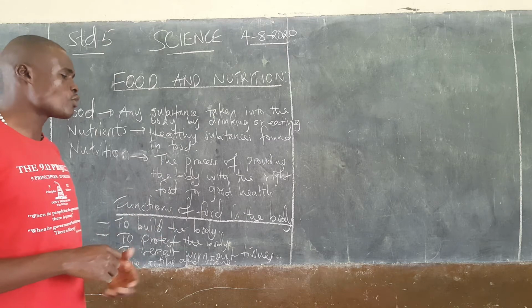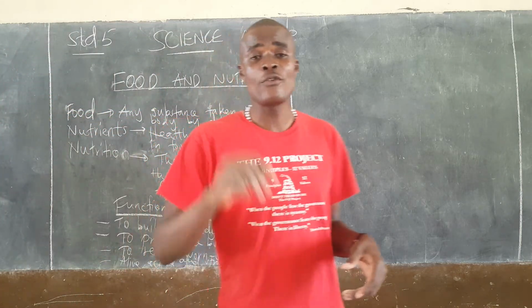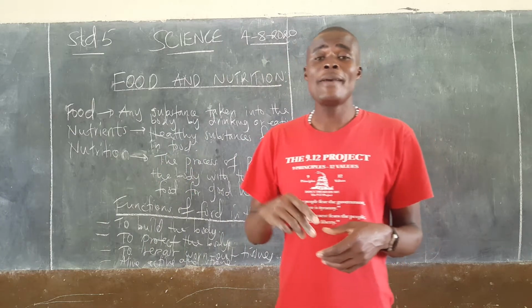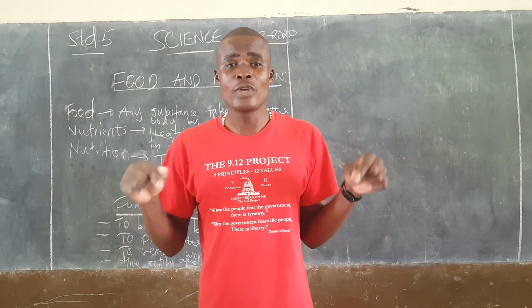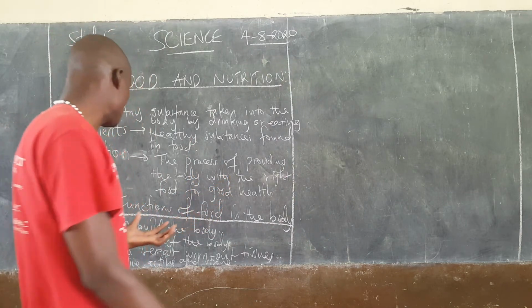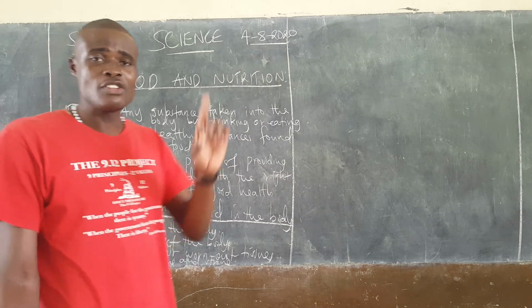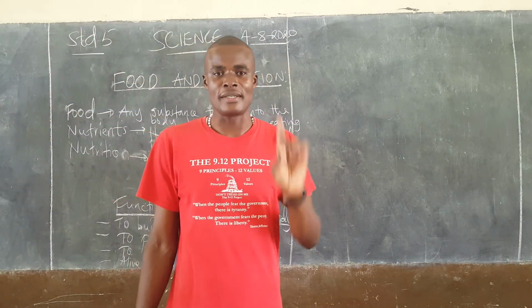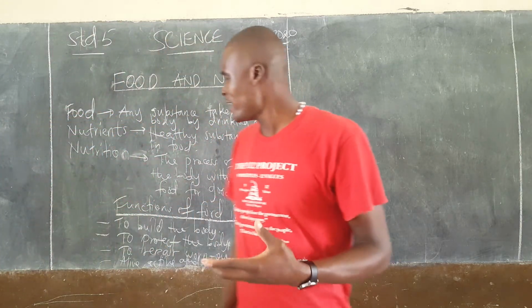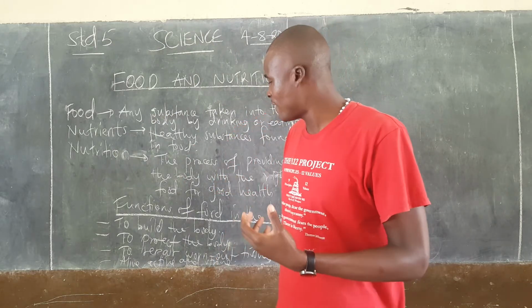We're looking at the functions of food. What are the key functions of food in the body? Because you may be eating food and you don't know what food does in your body. Number one, these are things we did in class 4, is to build the body. And that's going to give us the first nutrient, that is protein. Proteins, their major work is to build our body; they are bodybuilding food.